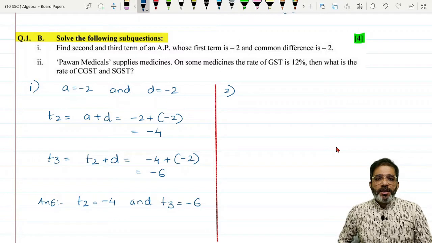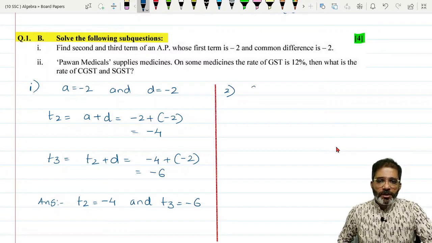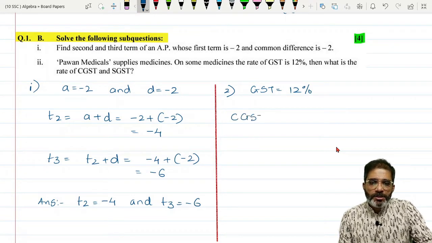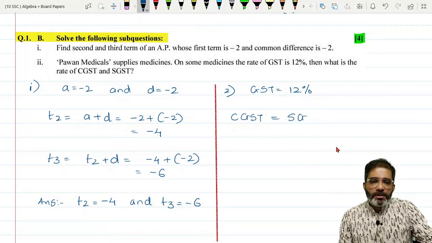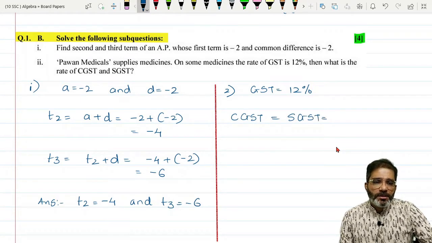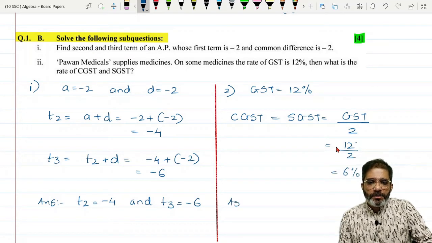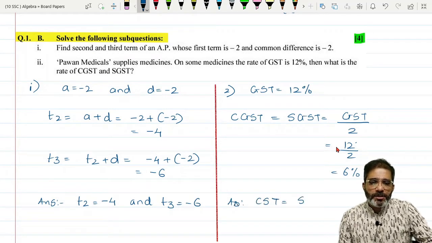Okay, let's see the second one. They have given the rate of GST as 12%. GST is given as 12%. The question is to find out CGST and SGST. CGST and SGST is nothing but half of GST. So that is 12 by 2, that is 6%. So the final answer is CGST and SGST.